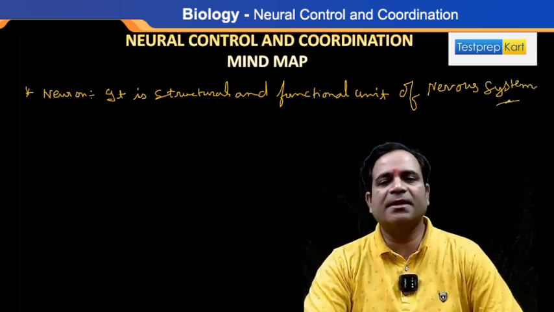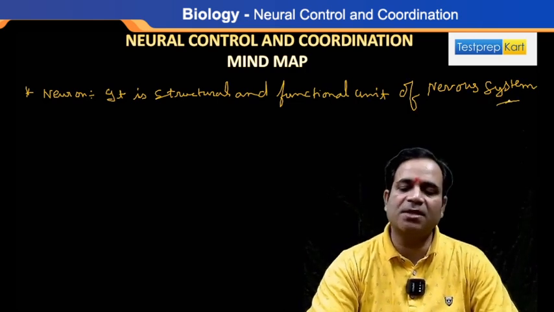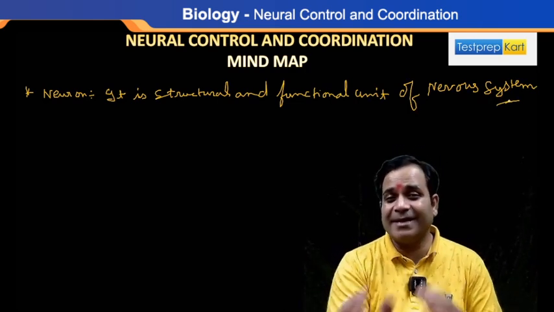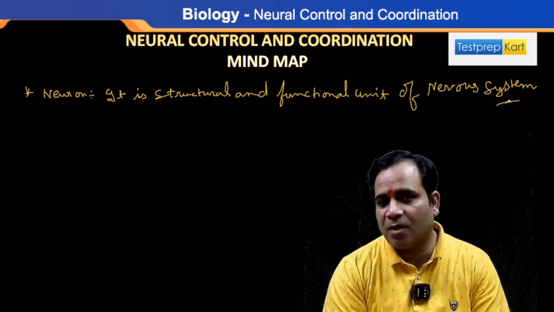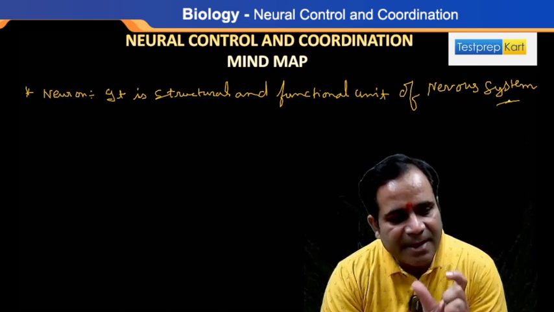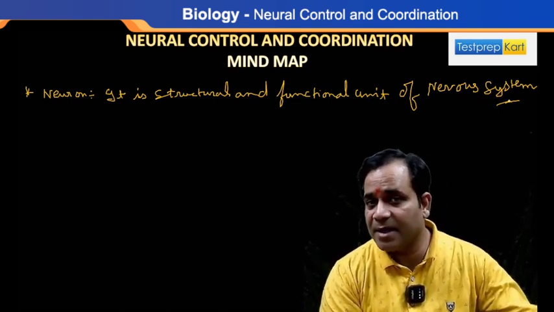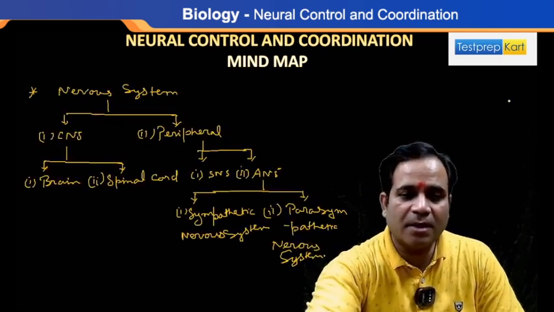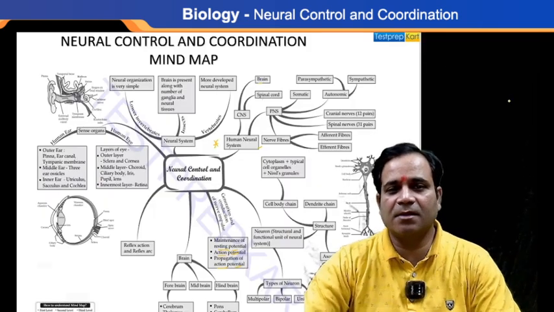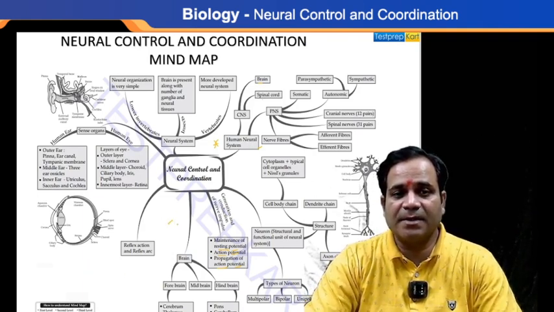Why am I saying that the neuron is a structural and functional unit? Because the neuron is responsible for carrying impulses within the body. Whatever impulses or chemical messages are carried, they are transmitted from one region to another region. That is the main thing that is very important to understand. The neuron is also the longest cell of the body.